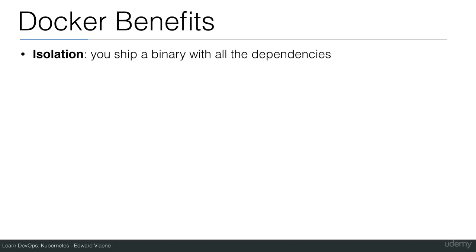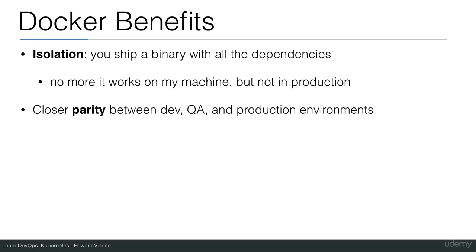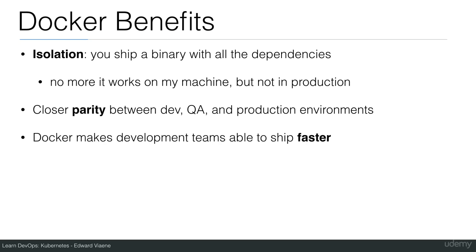So what are the benefits of Docker? You have isolation. You ship a binary with all the dependencies. No more, it works on my machine, but not in production. It's the same binary that you use on your machine to test your software that you will be then using in production. So there is a closer parity between dev, QA, and production environments because you are using the same binary. Docker makes development teams able to ship faster.